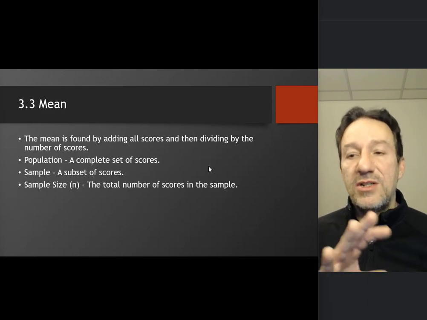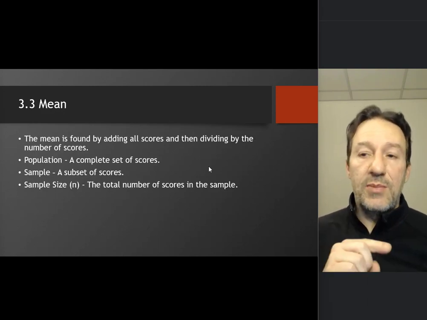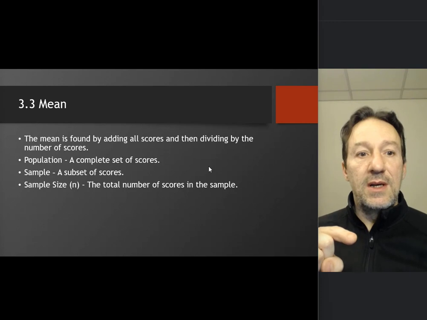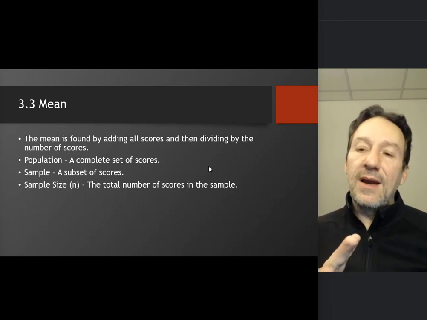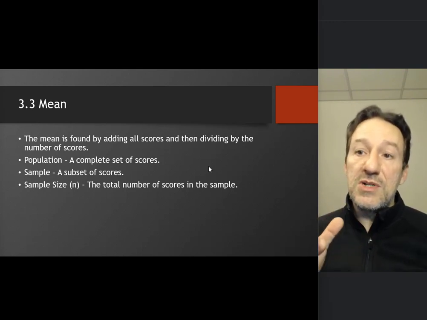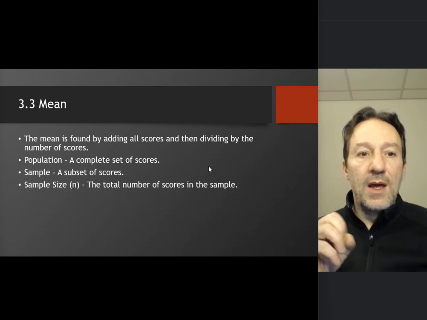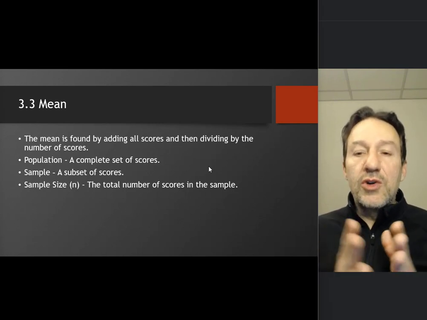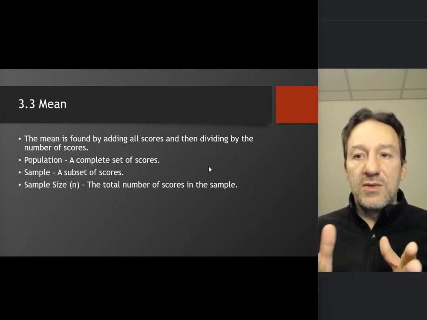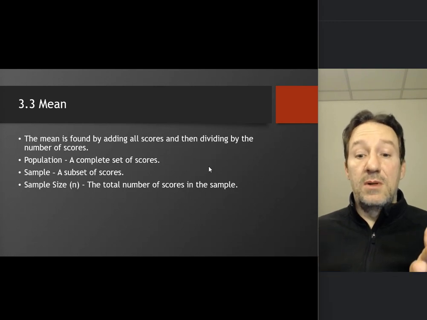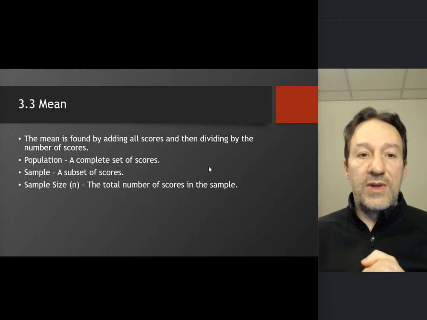The population is the complete set of scores. A sample is a subset of scores. Again, it can be kind of abstract, and it depends on your perspective and what you're looking at. So all students at Northeastern, you could call that a population. The students in this class, we could call a sample. The students in this class are a sample of all students at Northeastern.